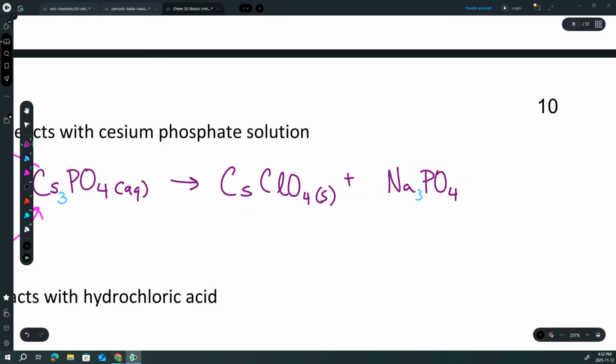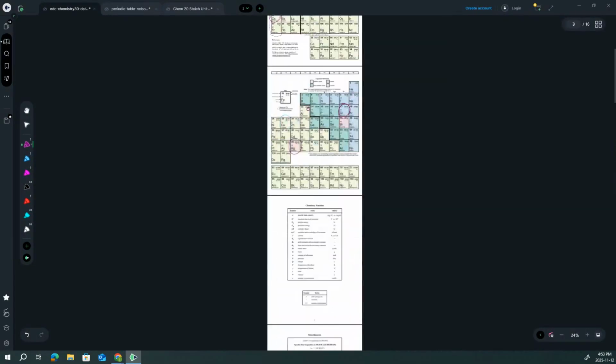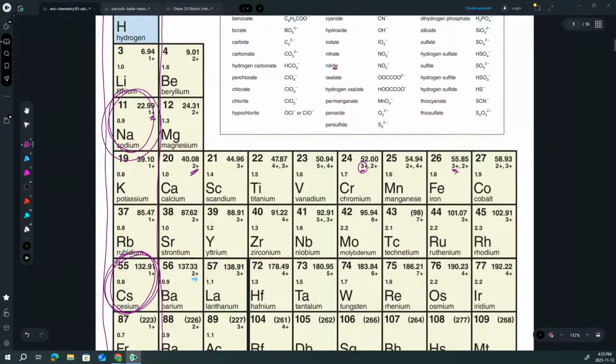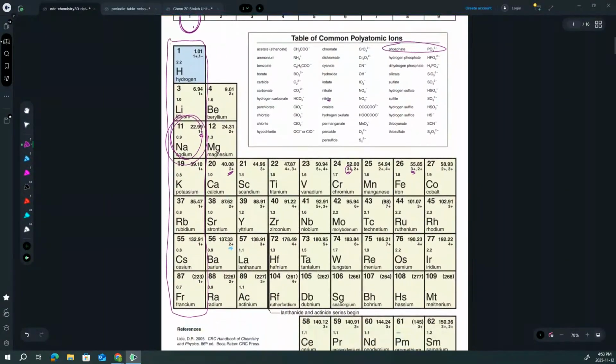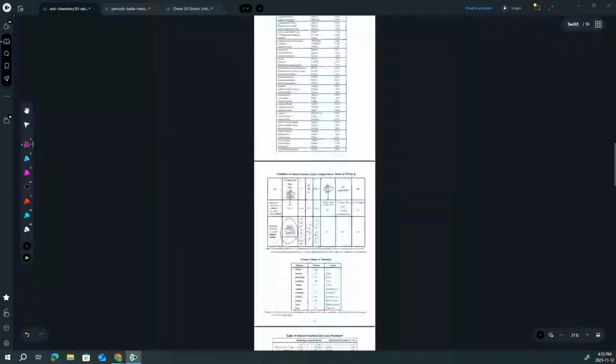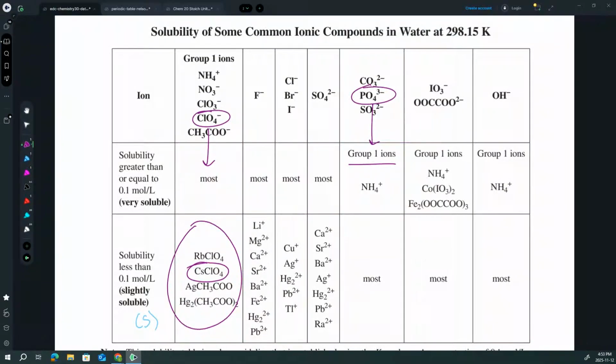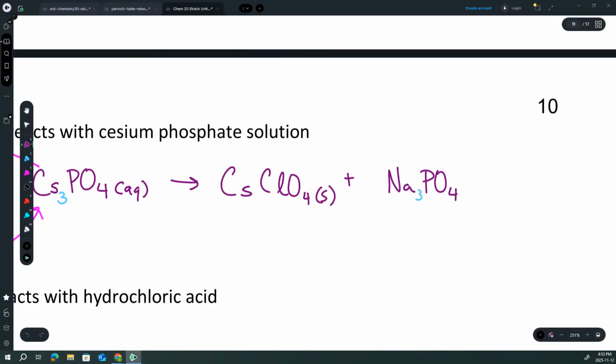Okay, and then sodium phosphate. Let's find our anion first. So phosphate's right here, group 1 ion. Sodium is a group 1 ion because, as you can see, let me zoom out a little bit. So group 1, you can figure it out from the top, and sodium's right here in the first column, so that's why it's a group 1 ion. Okay, so what this means is that phosphate, when it's paired with a group 1 ion, is going to be very soluble, so it's going to be aqueous.